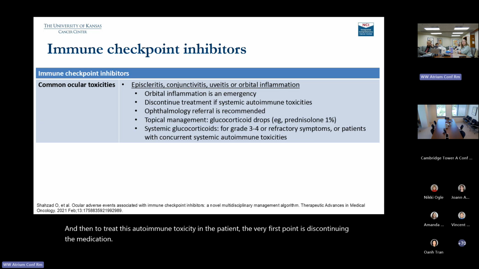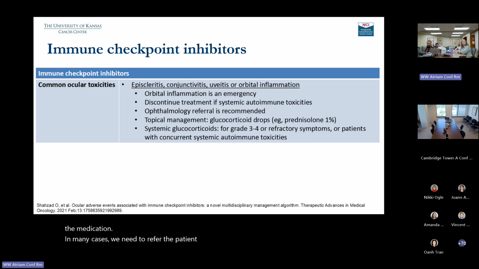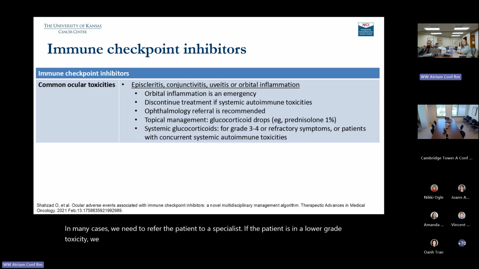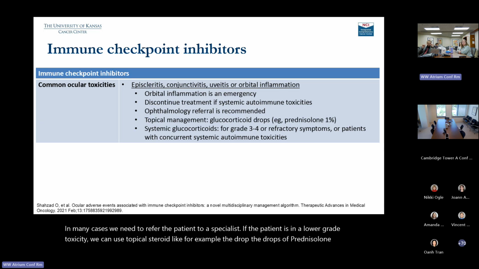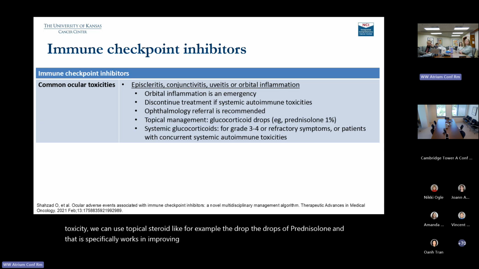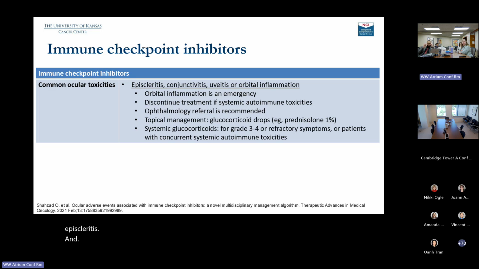In many cases, we need to refer the patient to a specialist. If the patient has lower grade toxicity, we can use topical steroids, like, for example, drops of prednisolone. That specifically works in improving the vision of the patient in cases like uveitis, iritis, and episcleritis.